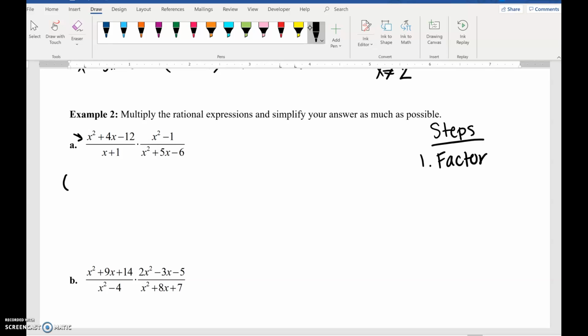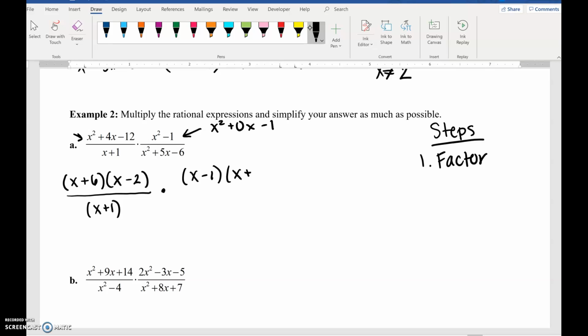So what multiplies to -12 and adds to 4? So here are my brackets because I can see that it's going to look like this. And so then I have a +6 and a -2 would add to 4. The bottom of that one is already factored. And then I'm going to do the same thing over here. So x squared minus 1 is the same as x squared plus 0x minus 1. So that is going to look like x minus 1 and x plus 1.